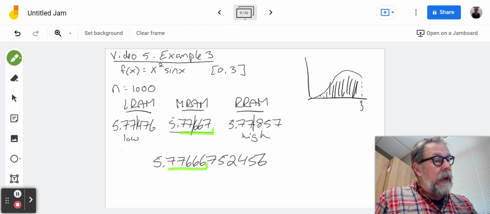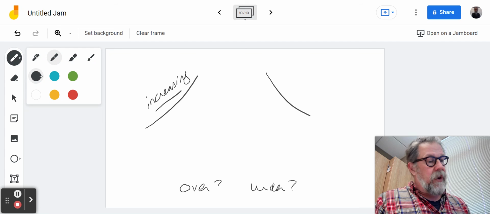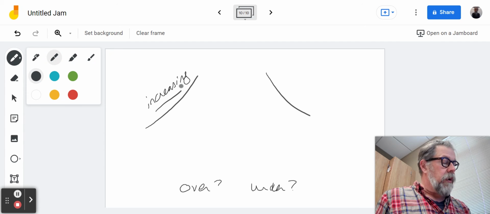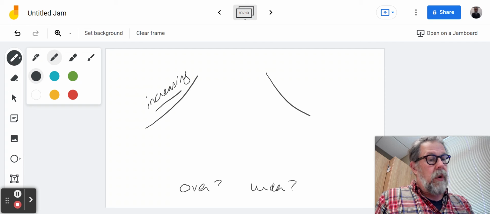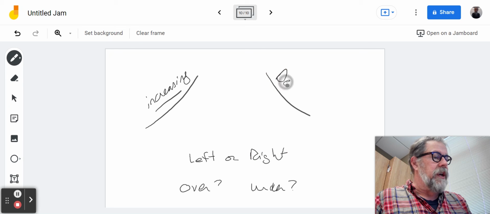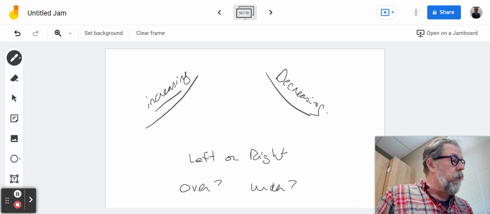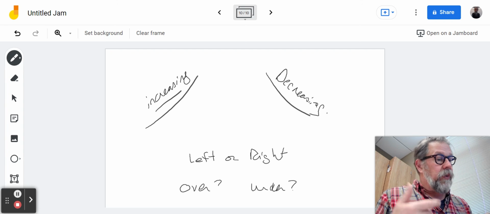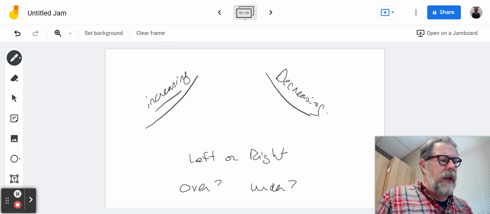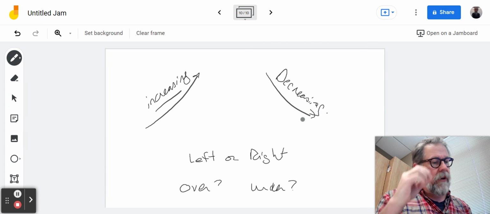process. So one other thing I do want you to think about before we move along is if I've got an increasing curve, the question is left or right, which will be over and which will be under. And if I have a decreasing curve, left or right, which will be over and which will be under. And this is an important distinction. Obviously, the middles will generally be about accurate, but left and right change depending on whether you have an increasing curve or a decreasing curve.